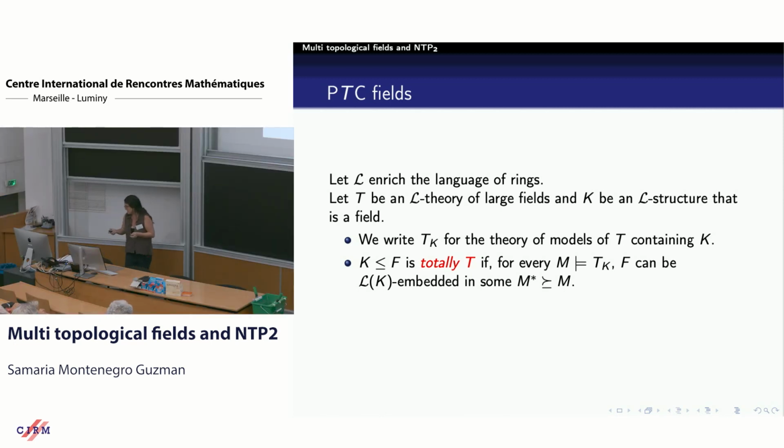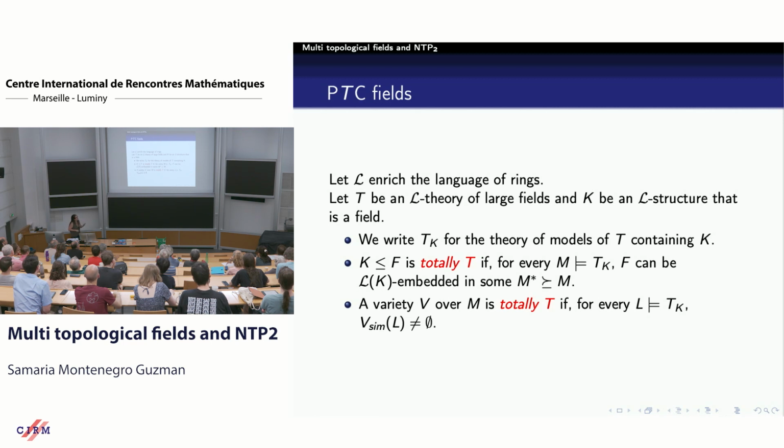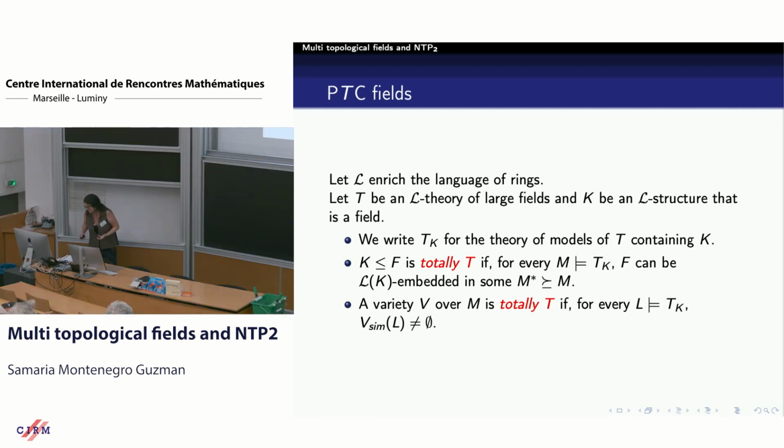So the idea is that an extension in general will be T-totally, to be more clear, if we want to preserve in some way the theory, okay? If for any model M of T(K), that means M is a model of T that contains K, you can embed F in some elementary extension of M, okay? And we have the analog for the variety. So a variety is T-totally if for every model of T that contains K, you have points.